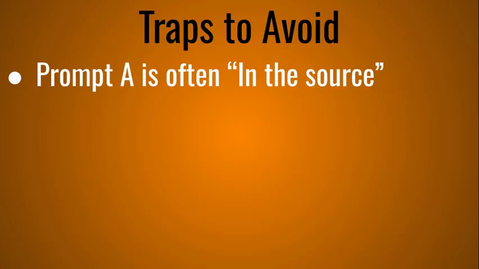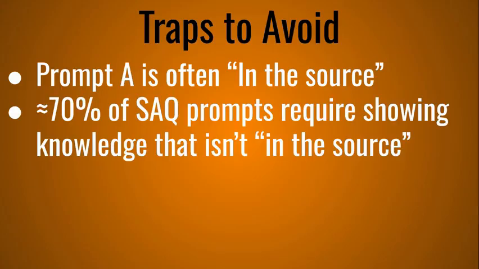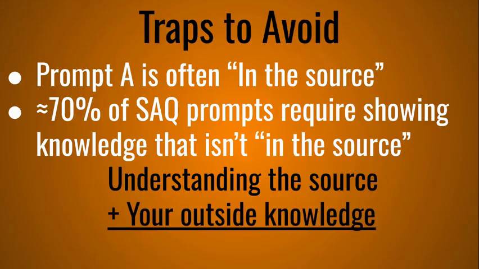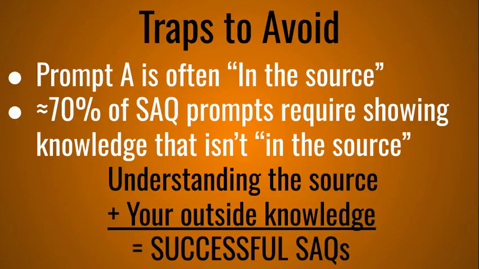Okay, if you get a question that is truly in the source, it will usually be prompt A. Often it'll ask you in prompt A to identify one claim or the main idea of the passage or something like that. But I would say that probably 70% is my rough guess of short answer prompts require showing knowledge that isn't actually in the source. So this is not a seek and find activity for the most part. Usually you need to understand the source and add in your outside knowledge to have success on these.